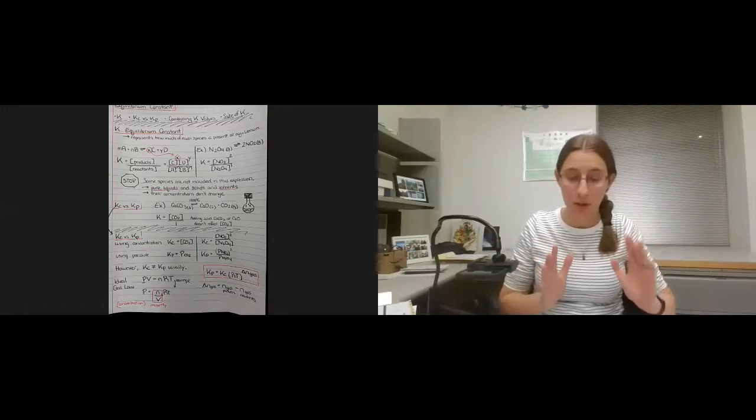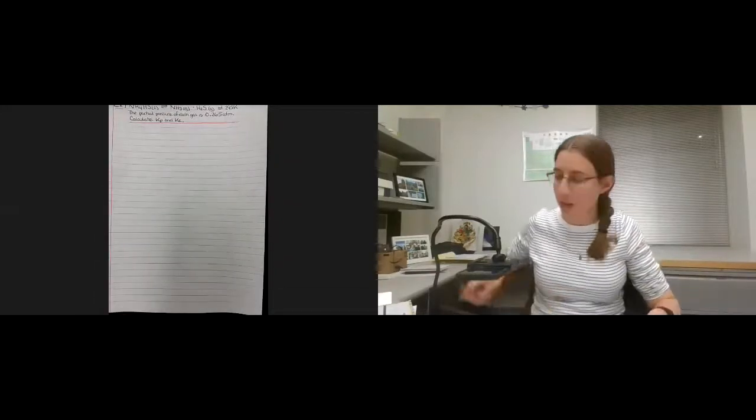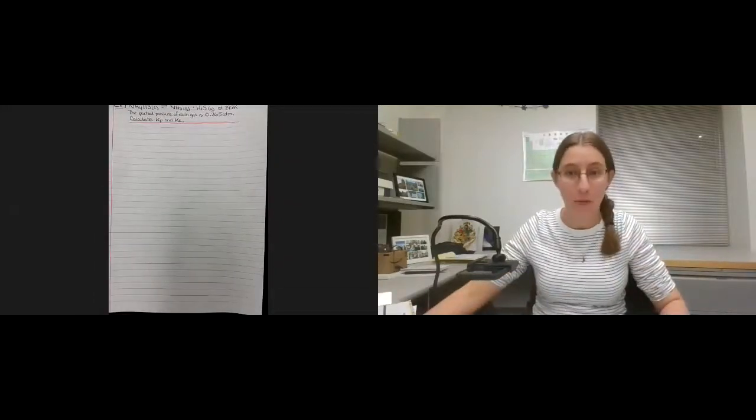So that was a lot of information. We learned how to write the expression for K. We learned what we should leave out. And we learned that there were 2 different versions, one with concentration and one with pressure. So let's quickly do an example just to make sure that the plug and chug steps are familiar to us.